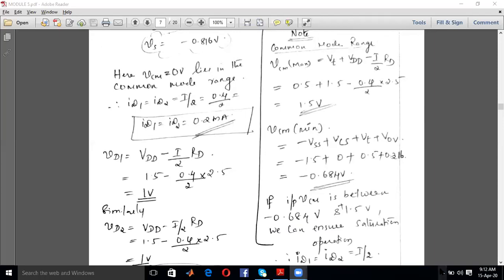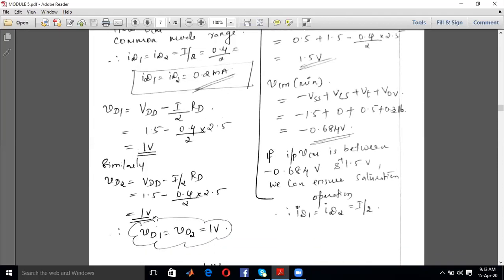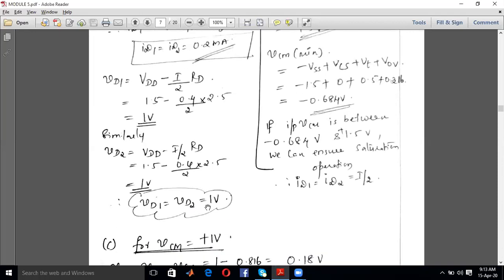Why I by 2? Why did you not take I? Because even though the total current is I, only I by 2 is flowing through Q1 and the same I by 2 is flowing through Q2. So while calculating the drain voltage, you are taking only half of the total current. So VDD minus half of the current into RD. So all these values you know, so the answer is 1 volt. That 1 volt will appear at D2 also. So which means that the two output voltages are the same. So the differential voltage will be 0. What is the differential voltage? It is nothing but the output at D2 with respect to D1. That is VD2 minus VD1.